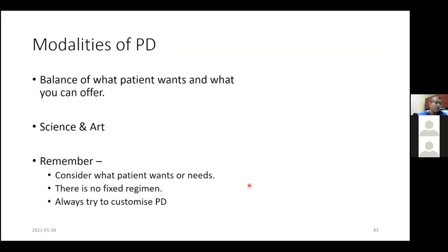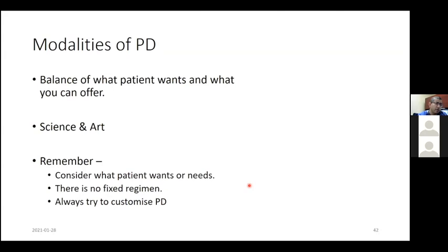That's a really crucial balance, because it's really important to have that relationship with the patient. There's no hard and fast rule of what to do and what not to do. Okay, it's a science and an art. Someone might get away with one PD exchange a day. Someone might need 5 exchanges a day. Someone might need 6 exchanges a day, but it's a science and art.